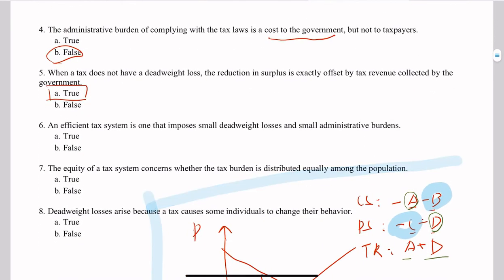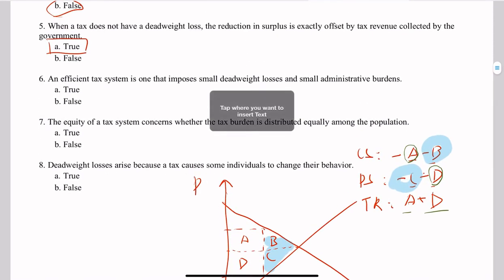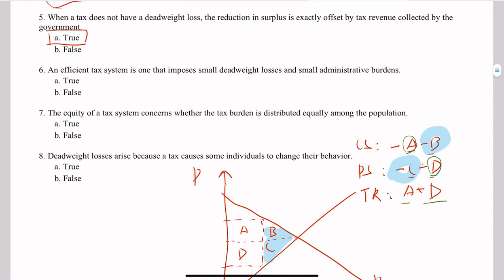Okay, now let's look at 6. An efficient tax system is the one that imposes small deadweight losses and small administrative burdens. Well, this is exactly the definition, so it's true here.